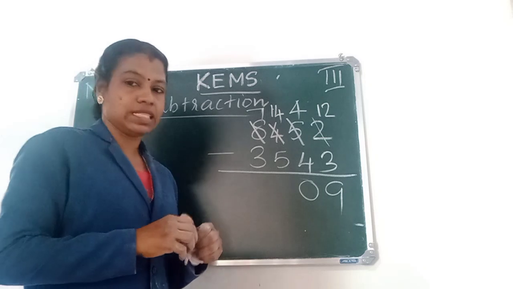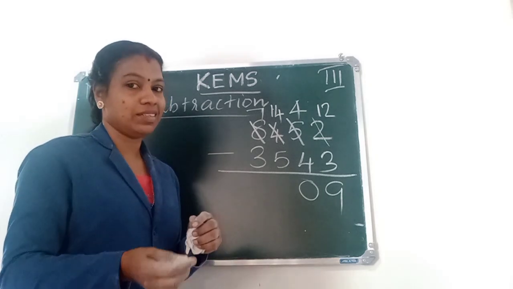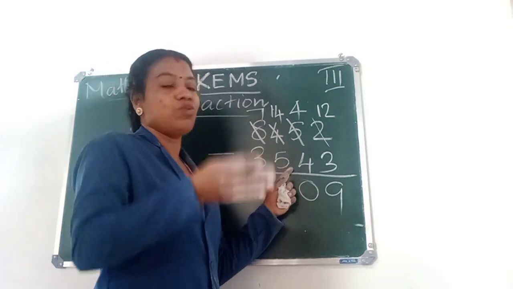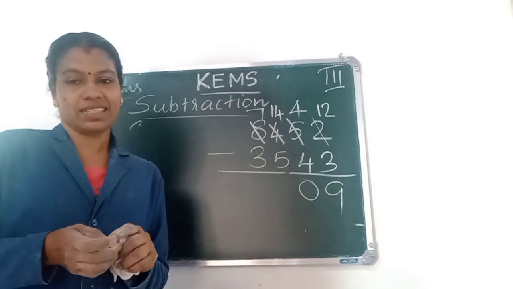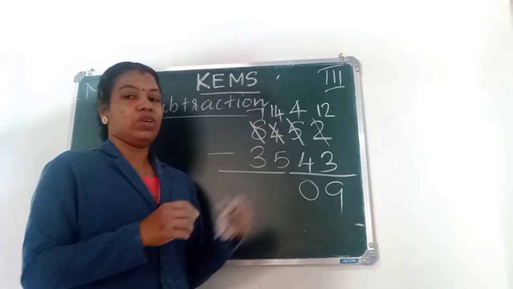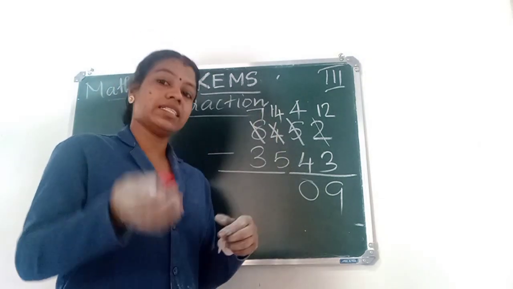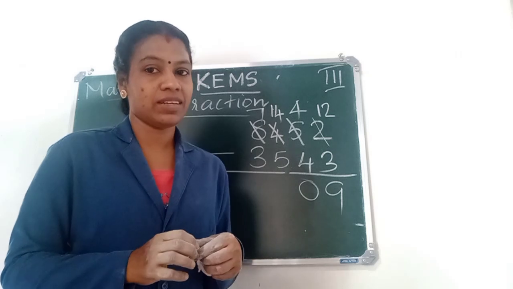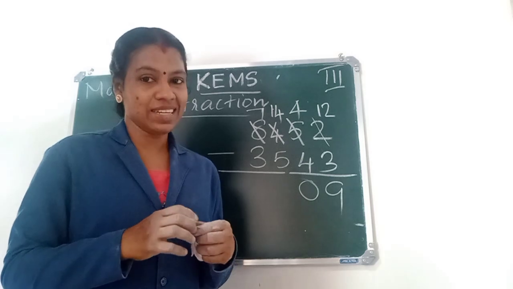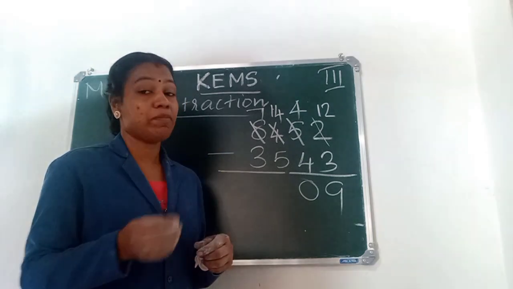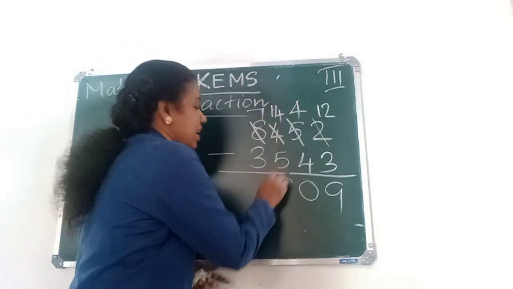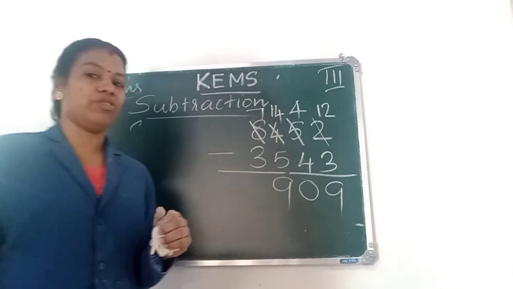Now subtract. 14 minus 5. But we can add 5 to what? 5 to what becomes 14? Yes. 5 plus 5, 10. Then 5 plus 6, 11. 5 plus 7, 12. Then 5 plus 8, 13. Then 5 plus 9, 14. So 9. 9 plus 5, 14.